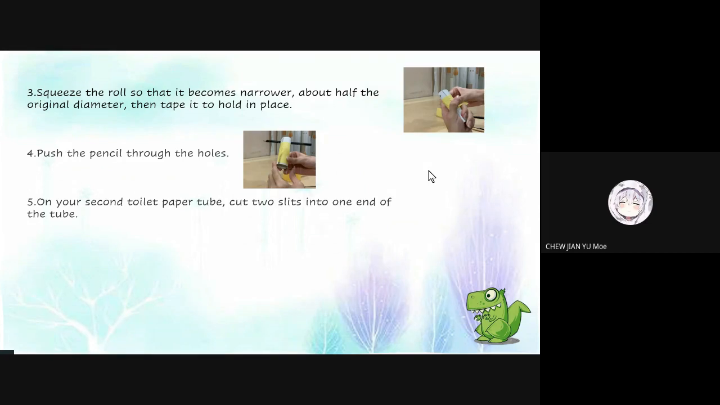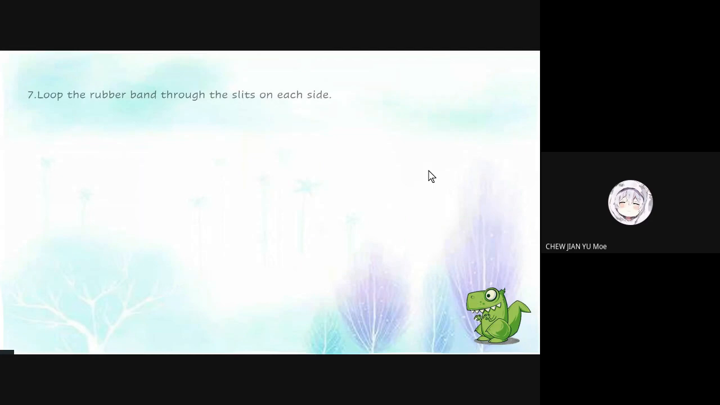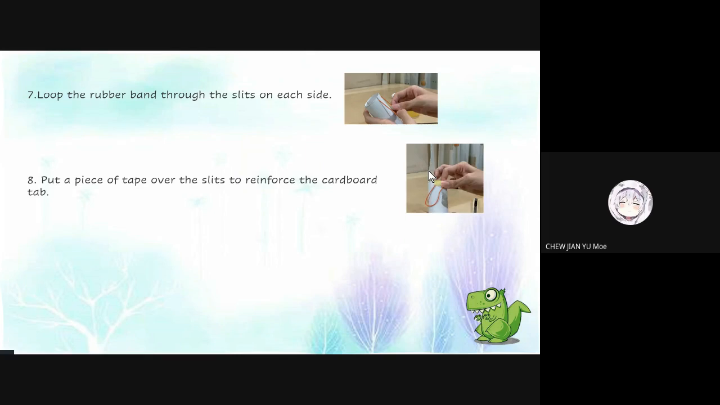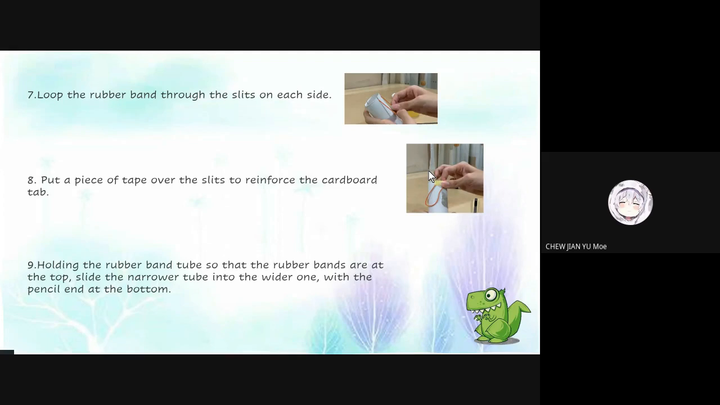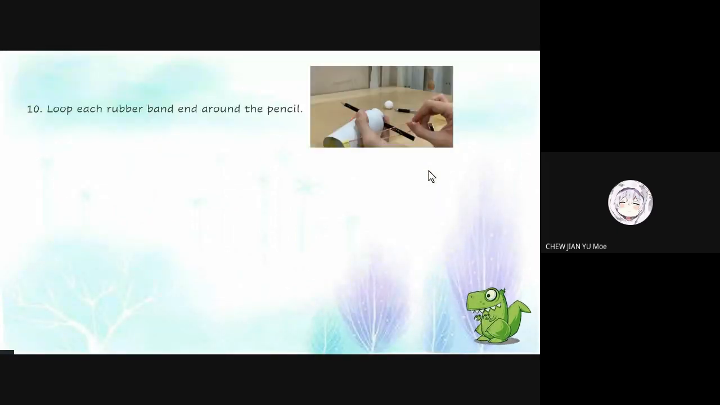Fifth, on your second toilet paper tube, cut two slits into one end of the tube. Sixth, cut two more slits on the same end of the tube directly across from the first two. Seven, loop the rubber band through the slit on each side. Eight, put a piece of tape over the slit to reinforce the cardboard. Nine, holding the rubber bands so that they are at the top, slide the narrow tube into the wider one with the pencil at the bottom. Ten, loop each rubber band end around the pencil.